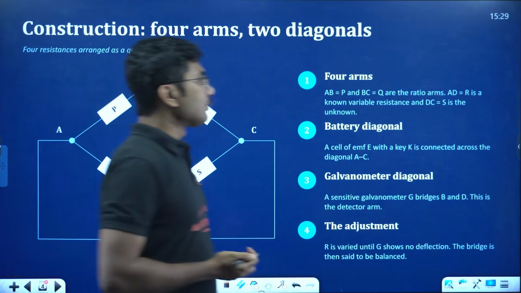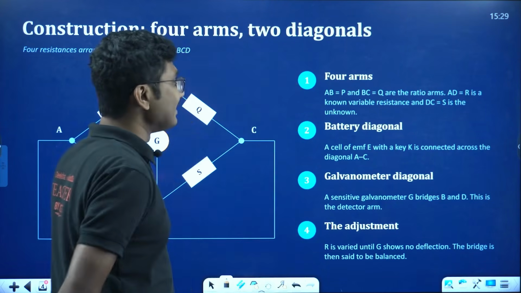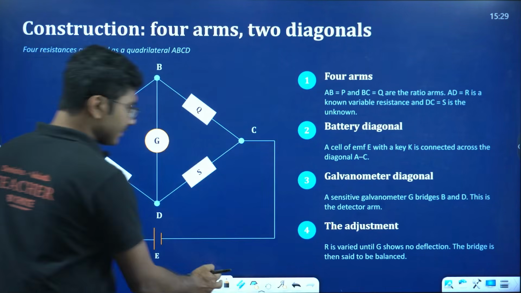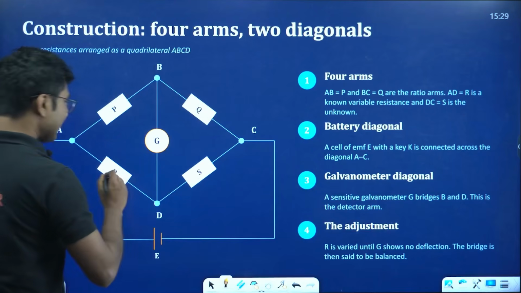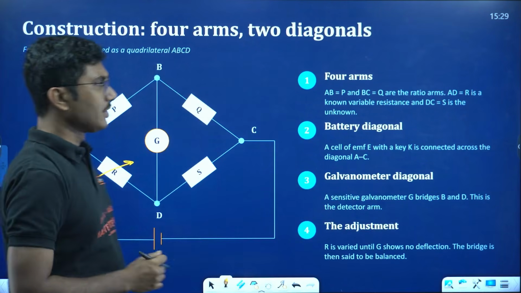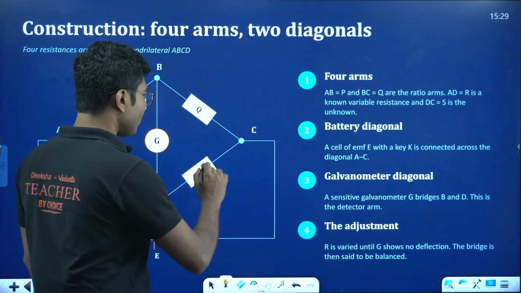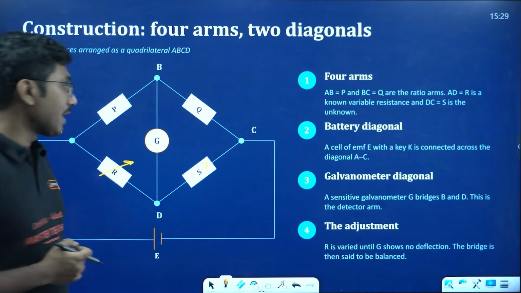AB is equal to P, and BC is equal to Q; these are the ratio arms. R is a known variable resistance, which means you can vary its resistance. And S is the unknown resistance. This is the value you are trying to find out, the value you are trying to calculate.